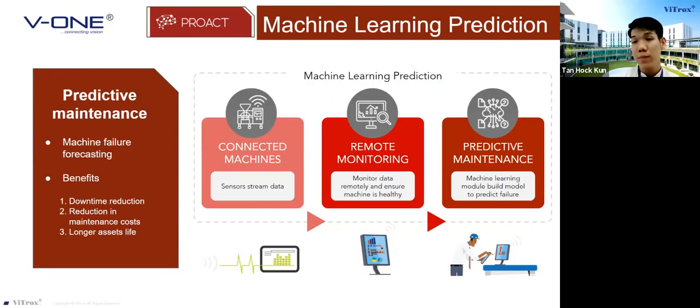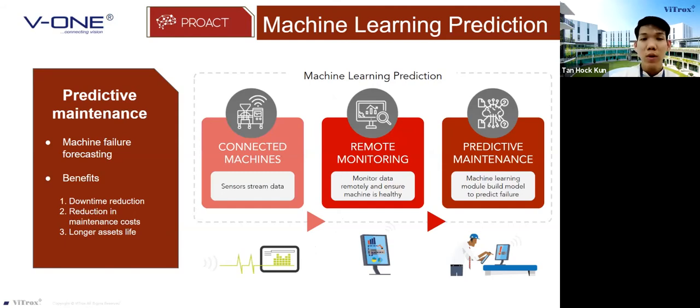Second, machine learning with failure prediction. Once your system and production equipment are connected, the sensor will continuously stream the data to V1, and from there, your production and maintenance team are able to monitor your machine data remotely, and ensure the machine is in a healthy condition.